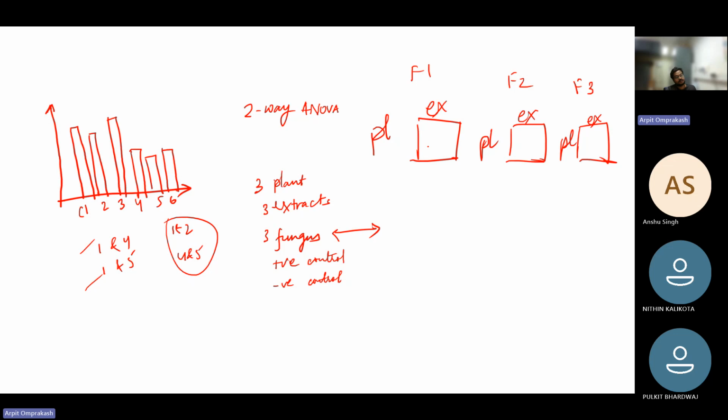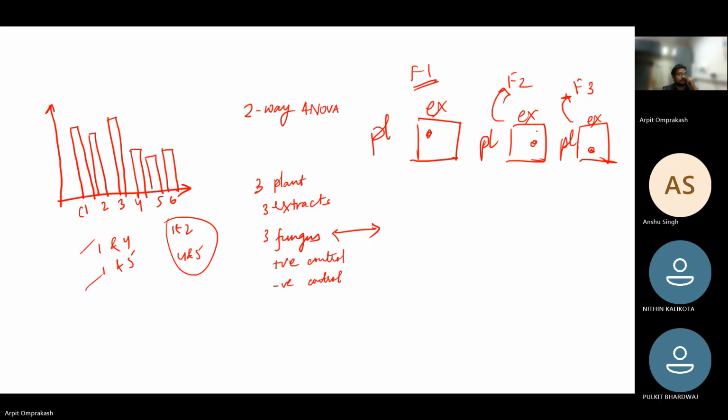Then this one will give you, basically for fungus one, what is more significant among plant and extracts, which combination is best for dealing with fungus one. Then for fungus two, you can get that here. And for fungus three, you can get that here.